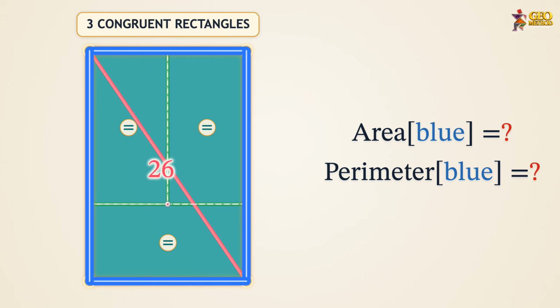Here is today's challenge. Can you find the area and perimeter of the blue rectangle? Take a moment to look at the figure and see if you can spot the idea. Then stay with me and we will build the full solution together, one move at a time.